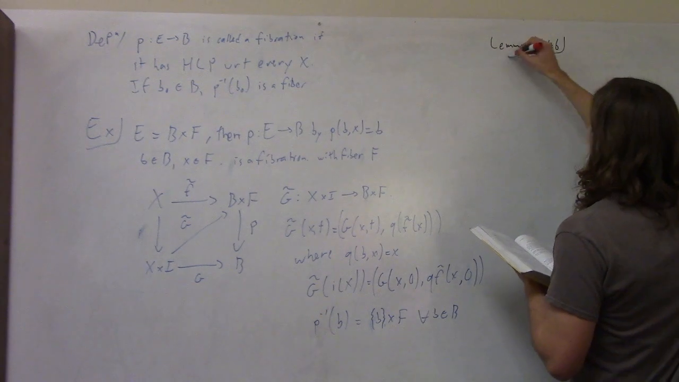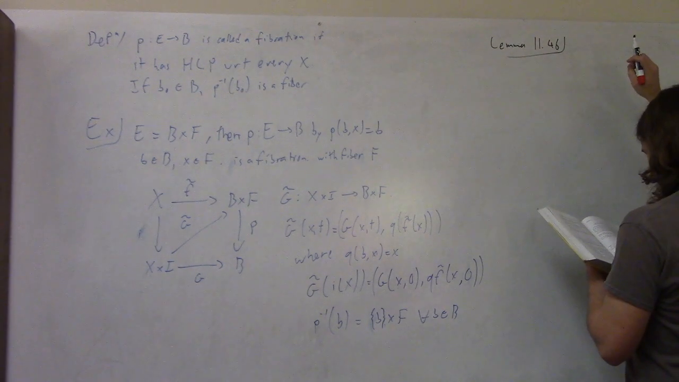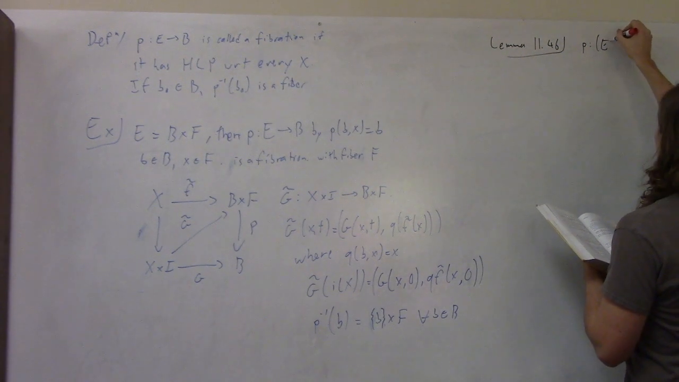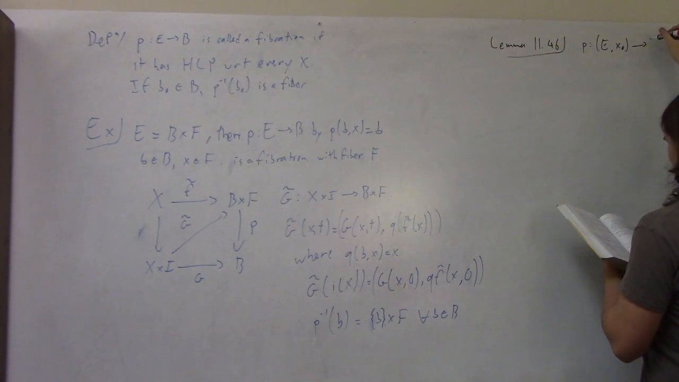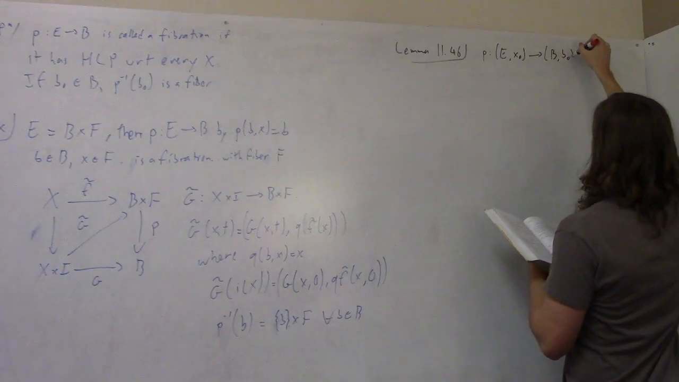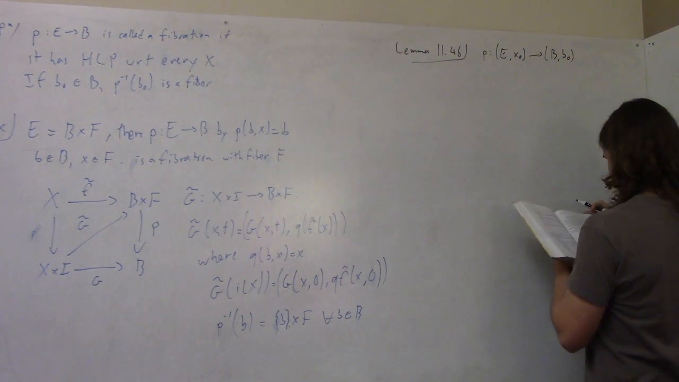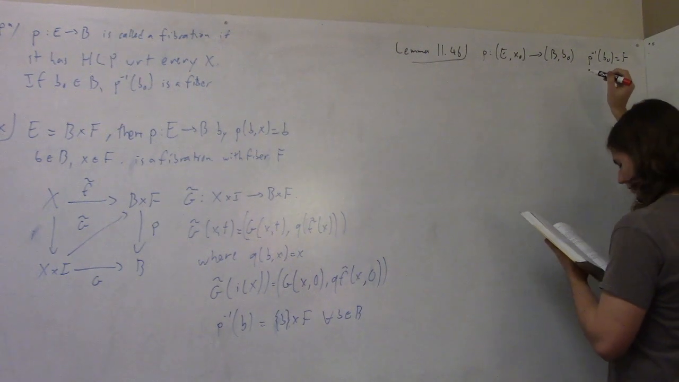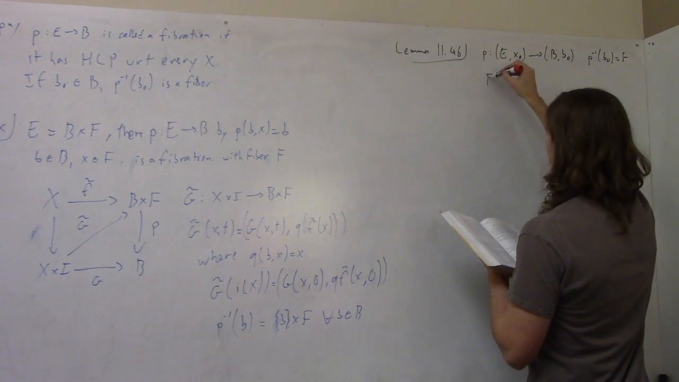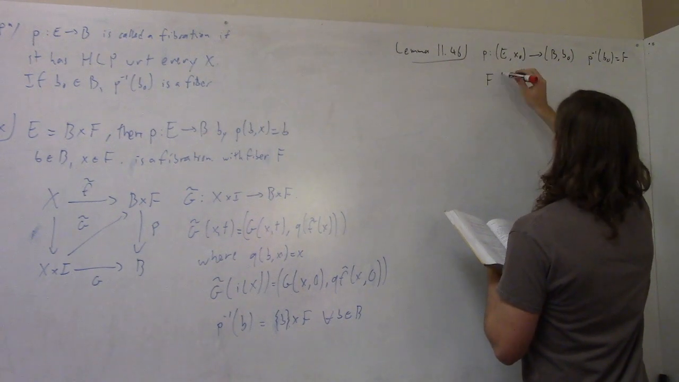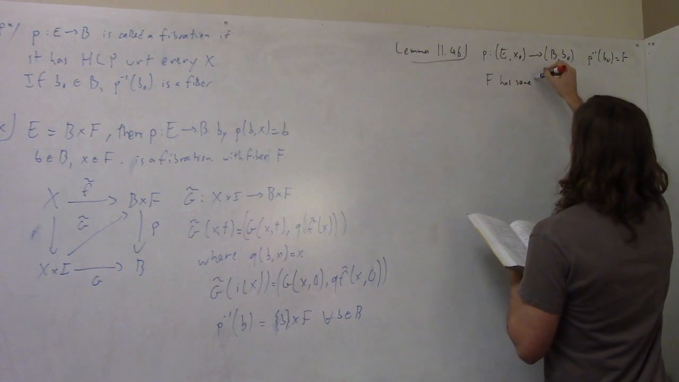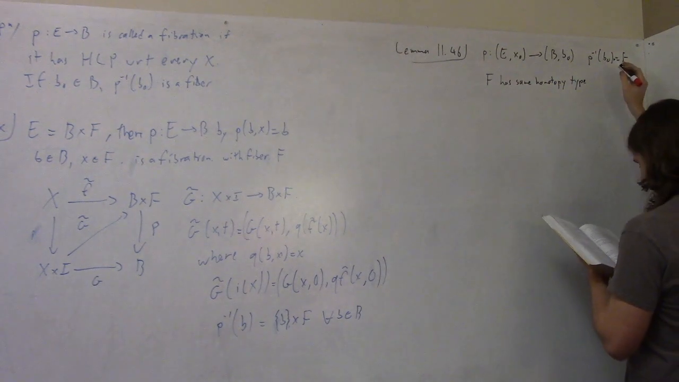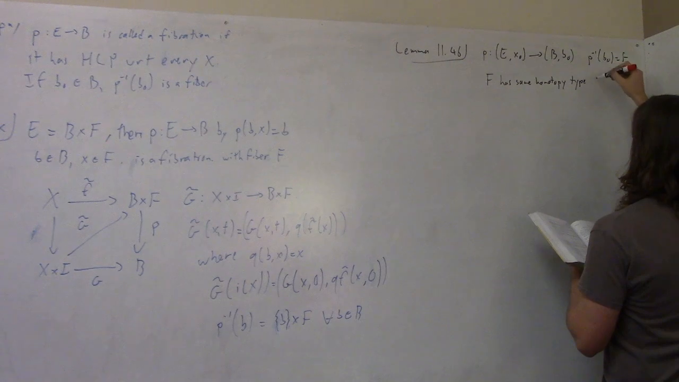Okay, so we get 11.46, which tells us that if we have a fibration of pointed spaces, where F equals P inverse of B naught is equal to F, then F has the same homotopy type as this fiber space that we had talked about, or the mapping fiber, MP.